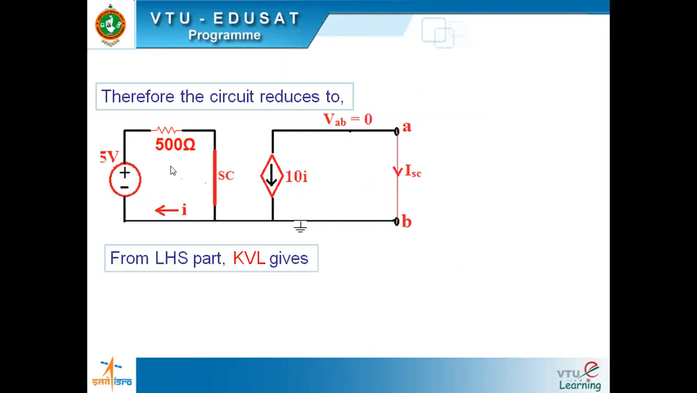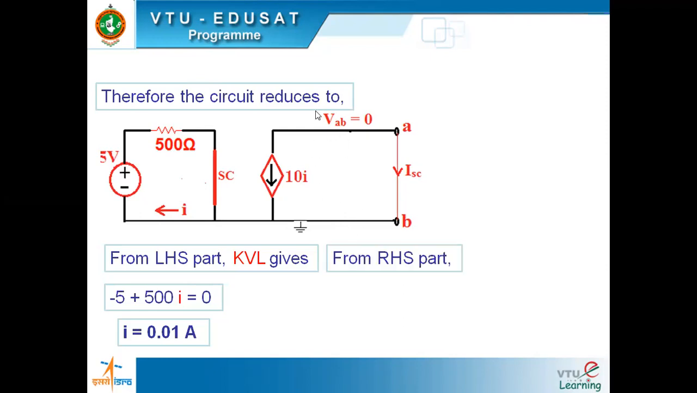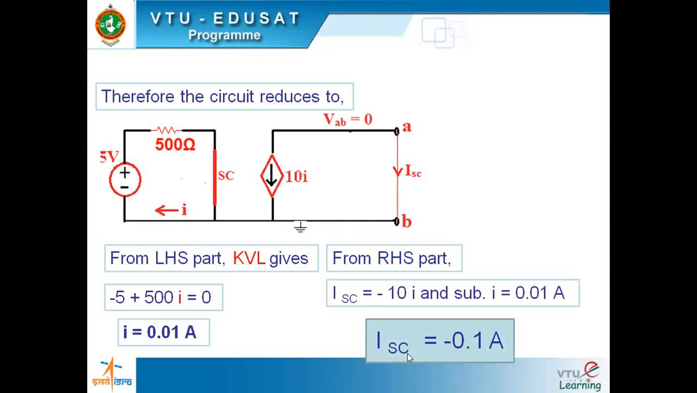Find out I by applying KVL here. So I is 0.01 amps. Once we have found I, on the right hand side part, ISC happens to be minus 10I. So substituting I, we get our ISC, which happens to be minus 0.1 amperes. I had told you that we are going to get minus. We have to get minus, otherwise we have made a mistake somewhere.